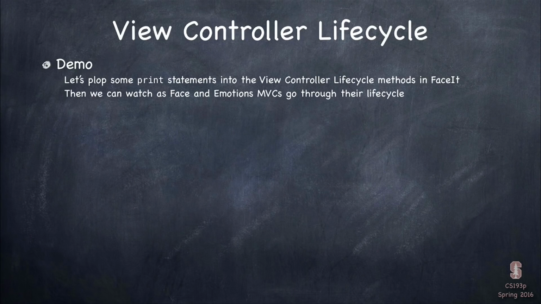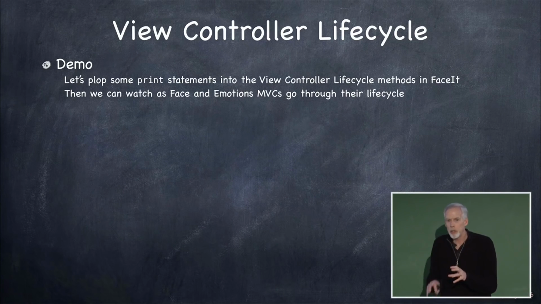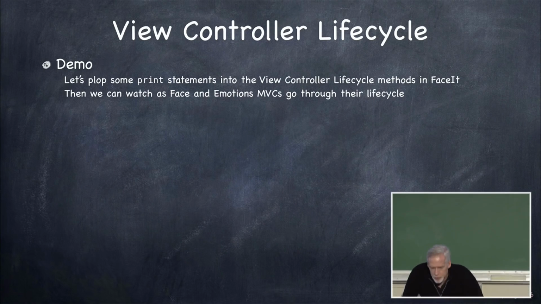Okay, so I have a short demo here for view controller lifecycle, and I'm just going to throw some print statements into all those lifecycle methods. That's all I'm going to do, and then we're going to run our FaceIt. And we're going to see, as view controllers appear and disappear and get created, what's happening in the life cycle, okay? So that's all this demo is.